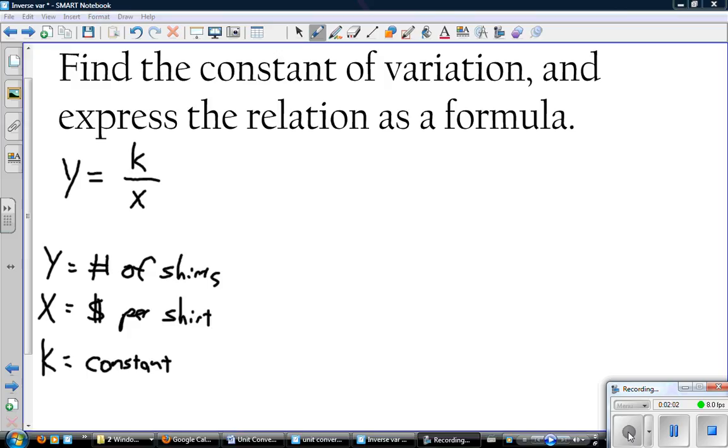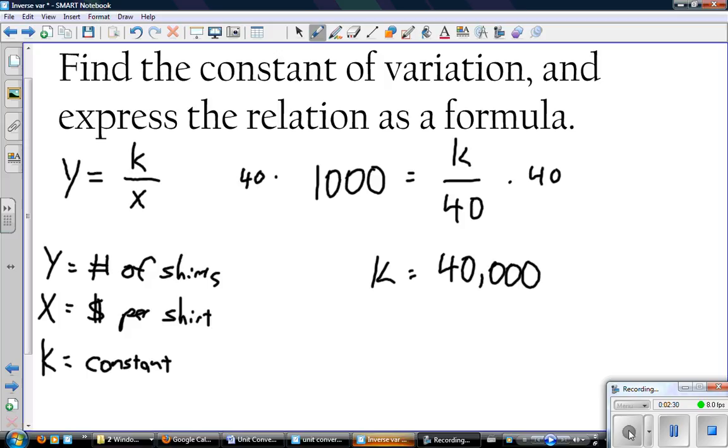Now you can substitute any pair of values from the original chart and solve for k. So which two values do you want to use? Sorry? 40 and 1,000? Okay. So we have 1,000 shirts is equal to k over $40. Solve for k. So you multiply both sides by 40 and you get k is equal to 40,000. And that is our constant of variation.